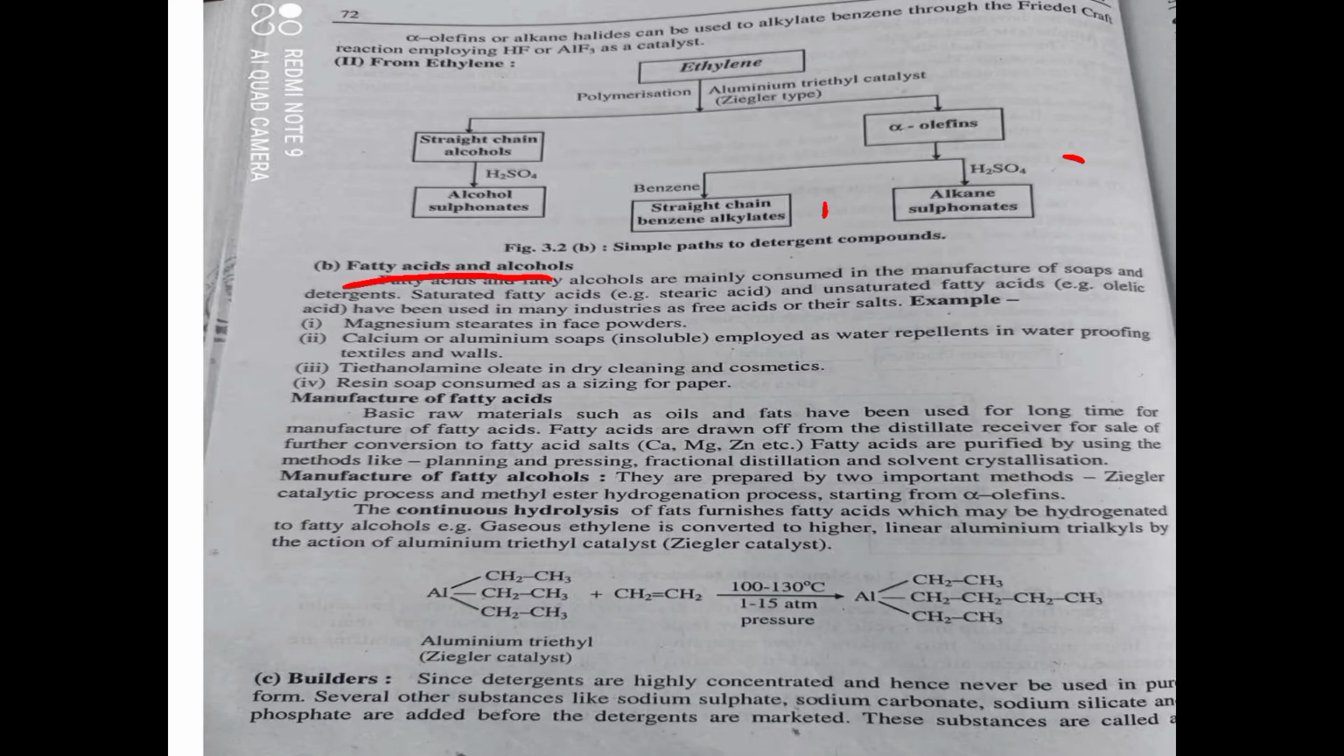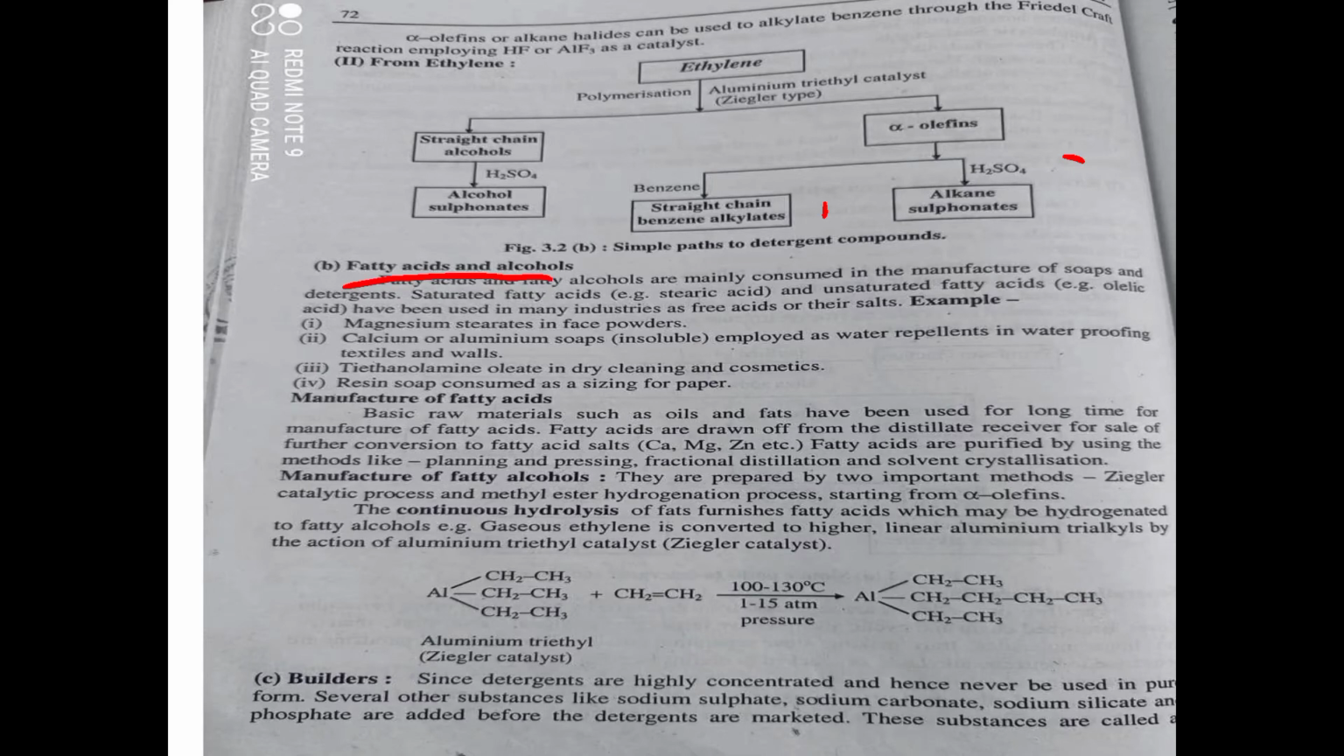Second one is fatty acid and alcohol. Fatty acid and fatty alcohol are mainly consumed in the manufacture of soap and detergent. Saturated fatty acid, for example stearic acid, we also saw in the previous lecture what stearic acid is and how it can be formed. Stearic acid does not contain a carbon double bond, only a straight chain of carbon single bonds. And unsaturated fatty acid, we can see oleic acid, which contains one or two more double bonds in the chain formation, have been used in many industries.